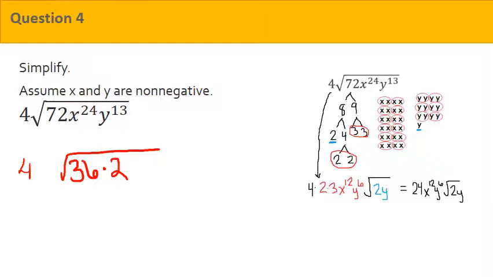Now let's look at x to the 24th, so the square root of x to the 24th. We need to figure out how many pairs of 2 x's we have in 24 x's. That's 12, so x to the 12th comes out. Same question with the y's. How many pairs of y's do you have in y to the 13th?